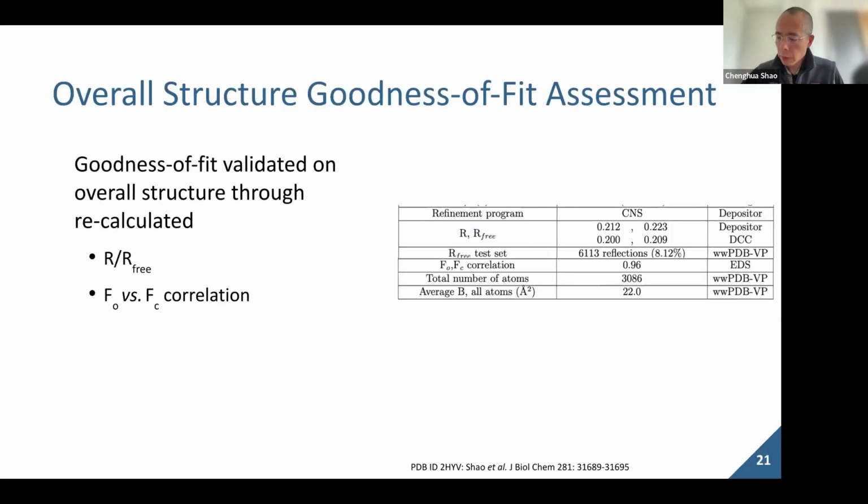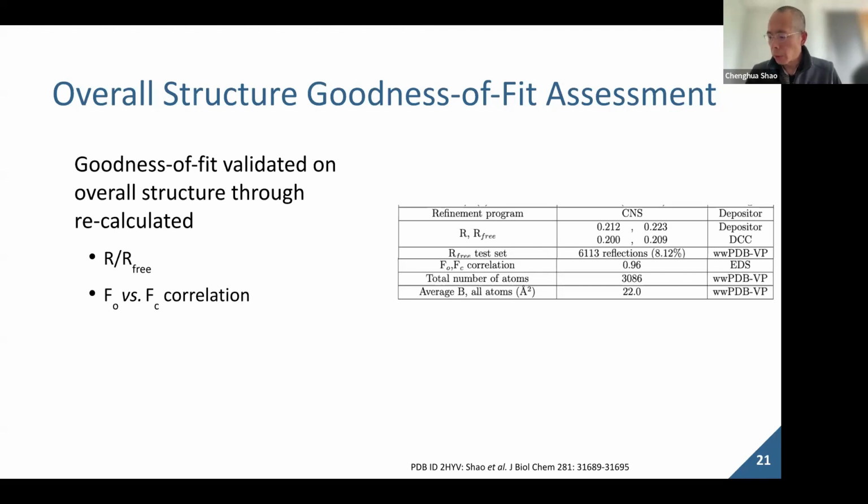In terms of overall goodness of fit, R and R-free measure the similarity between the observed structure factor amplitudes and those calculated from the model. Lower values and smaller differences between the two statistics usually mean better. R-free is usually higher than R because it's calculated using so-called test reflections not used in refinement. R-free depends on the resolution. For a normal structure at about 2 angstrom resolution, an R-free around 0.2 is expected.